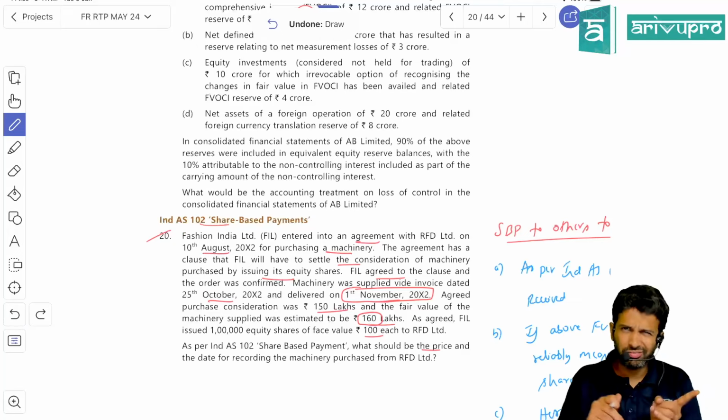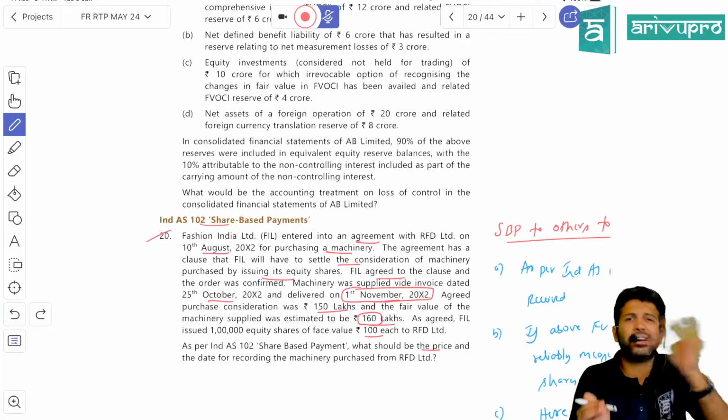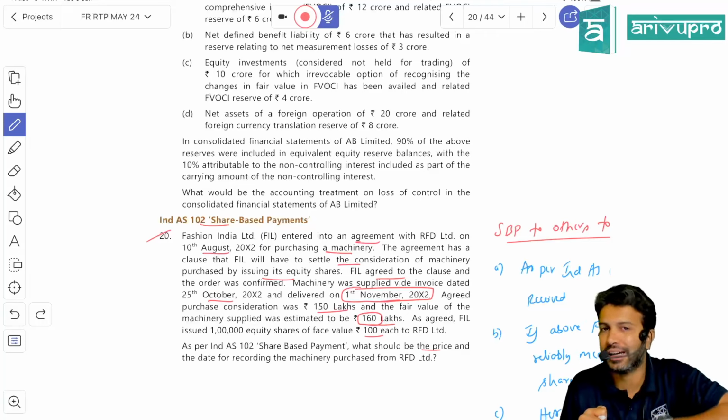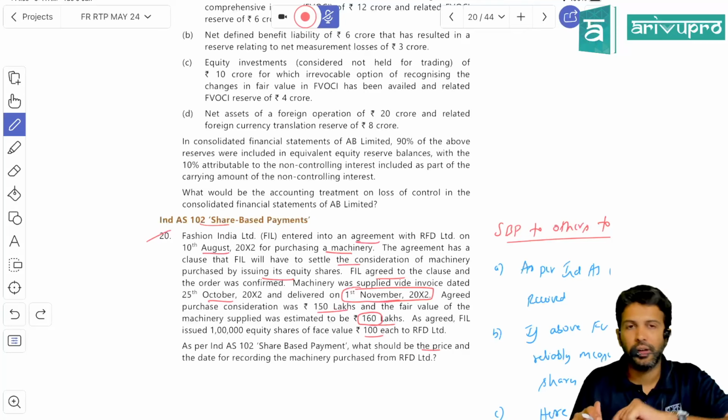This is a good question, not a new concept. We have discussed this. But probably the way they have asked is slightly different. Just that same concept, they have stretched it a little bit and tried to make a new question. I'll give you a little background and then we will read this particular question.